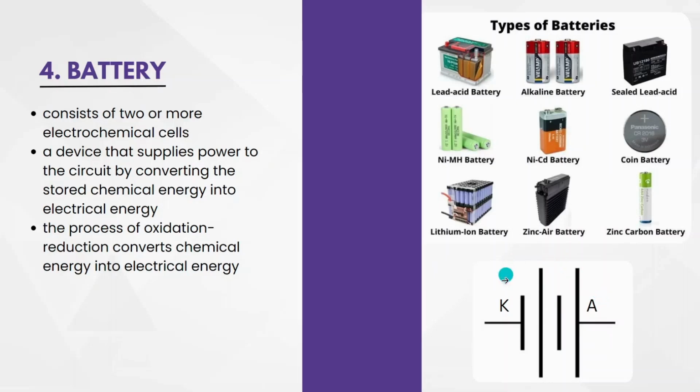A is for anode and K is for cathode. To put it simply, a battery is basically the source. It is that device that supplies power to the entire circuit, and that happens because of conversion of chemical energy into electrical energy.